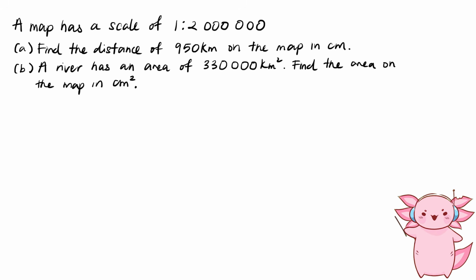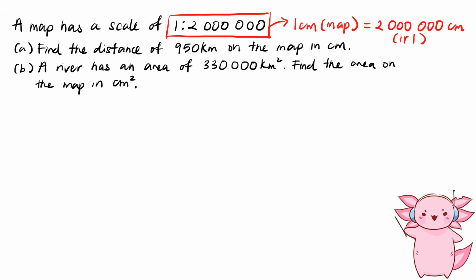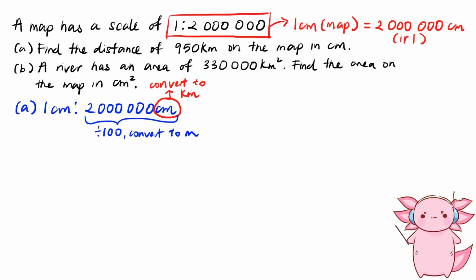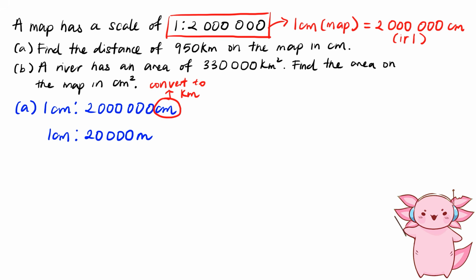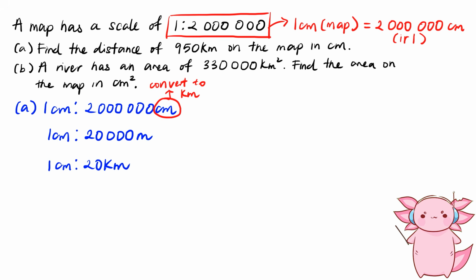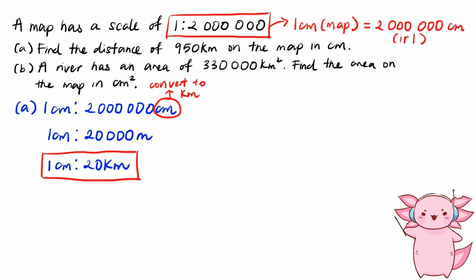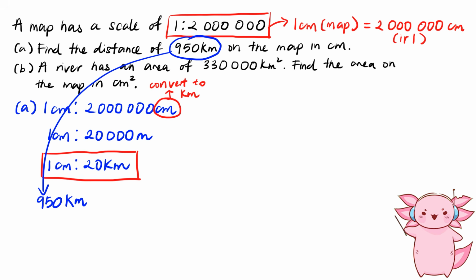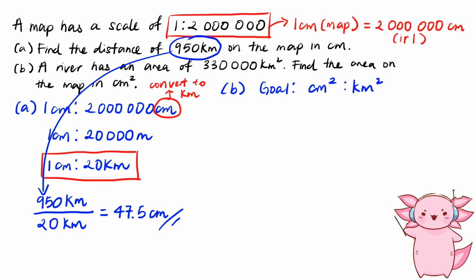For a map reading question like this, the ratio here means that 1 cm on the map is 2 million cm in real life. We want to convert this 2 million in terms of kilometers, so let's divide it by 100 to convert to meters first, and then divide by 1000 to convert to km. And we get our ratio of 1 cm is to 20 km. So now we can use this ratio by taking 950 km divided by 20 km to get the map distance of 47.5 cm.